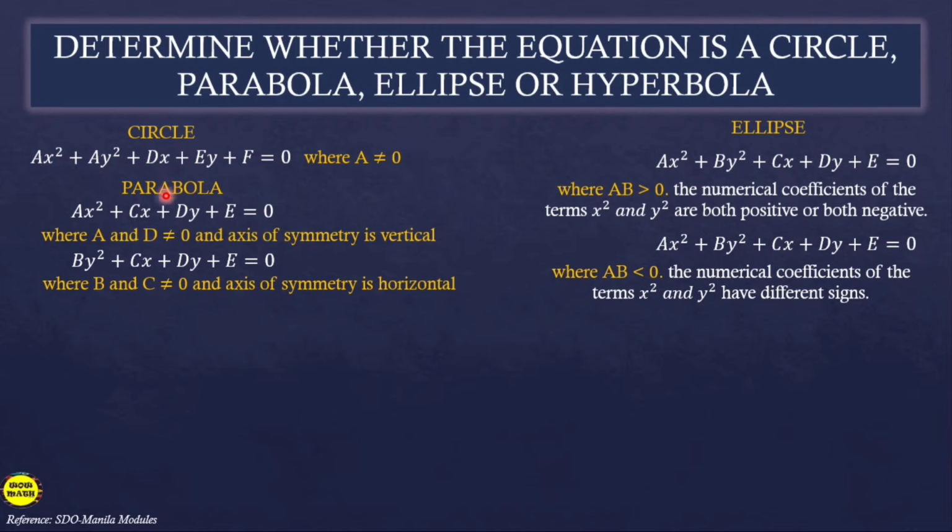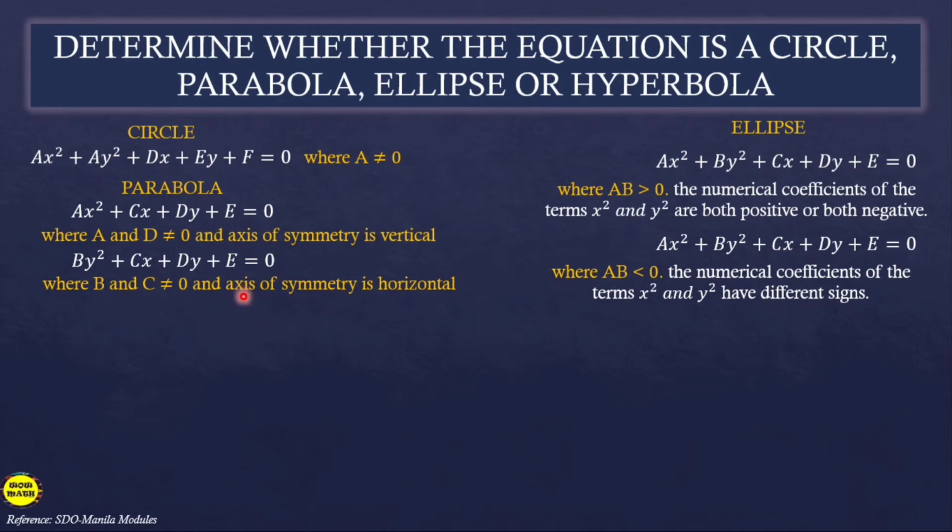Sa parabola, tatandaan natin itong dalawang equation natin. So, dapat kapag yung a and d, or ang given ay ax squared plus cx plus dy plus e, tapos kailangan yung a and d natin hindi mag-equal si 0. So, yung axis of symmetry daw natin dyan ay vertical. Okay, kapag ang nauna naman ay by squared, so nawawala yung ax squared, ang axis of symmetry natin ay horizontal.